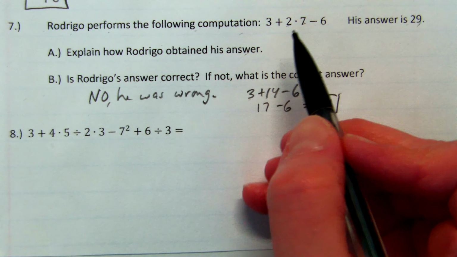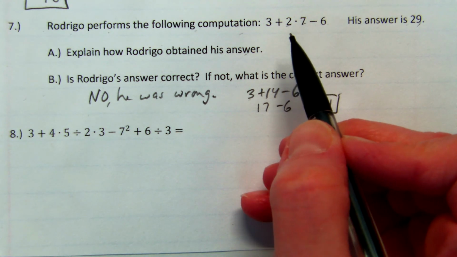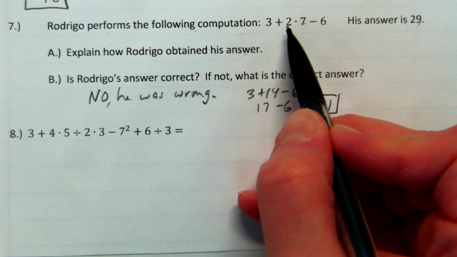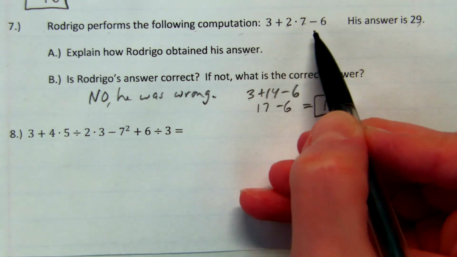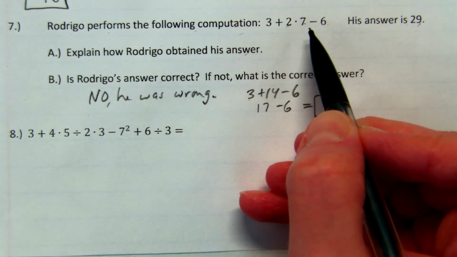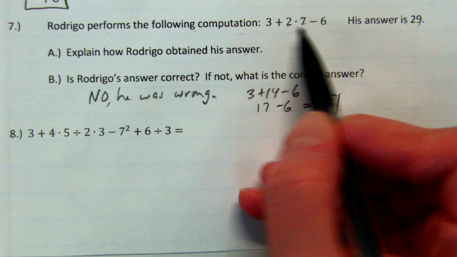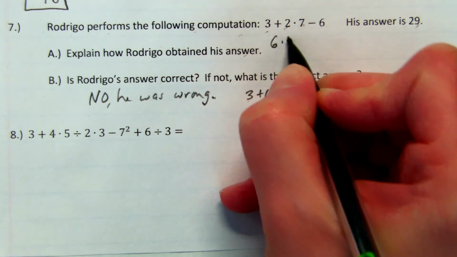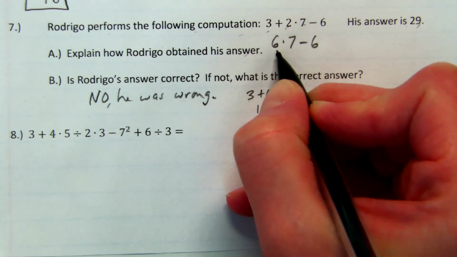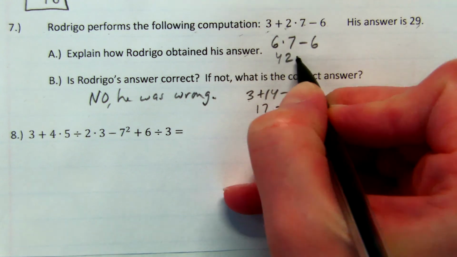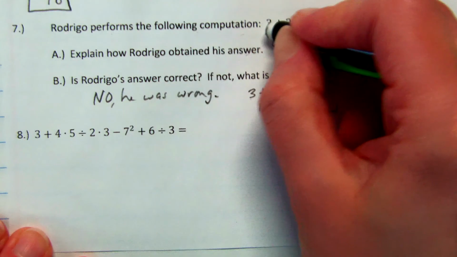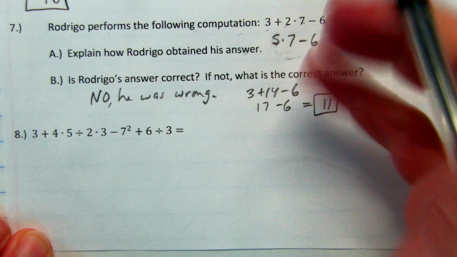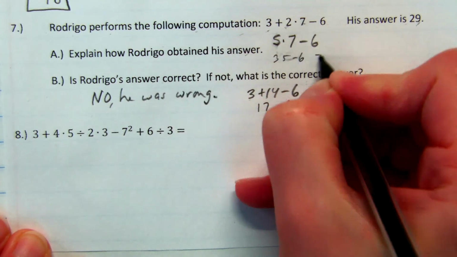Oh, I have an idea. I don't think that gets us there. What do you think? I think he did 3 plus 2 and then multiplied it by 7. So he did 3 plus 2 and got 5, then took it times 7 minus 6. So that'd be 35 minus 6. I think that's what he did.